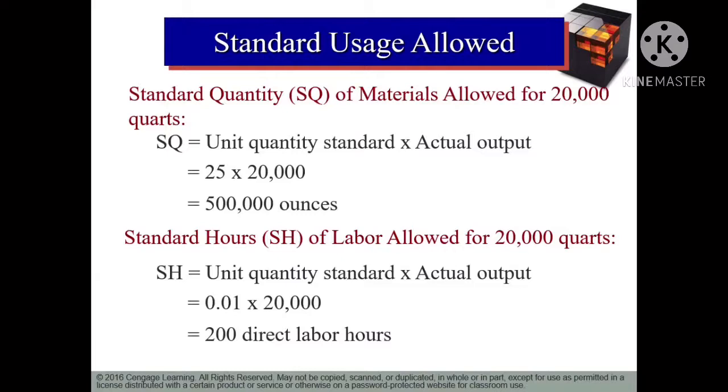For standard hours of labor allowed for 20,000 cord, standard hours equal unit quantity standard times the actual output. 0.01 of unit quantity standard times 20,000 gives 200 direct labor hours.